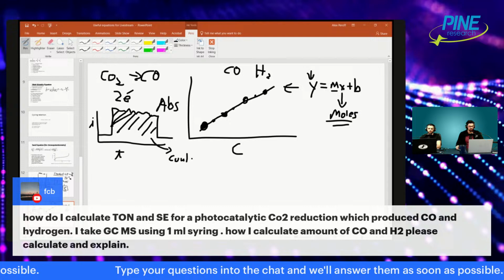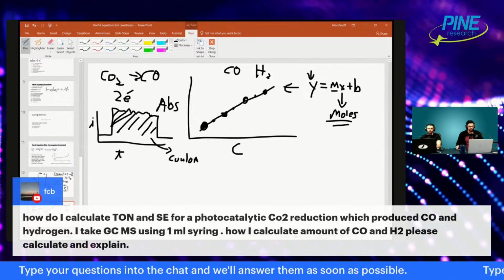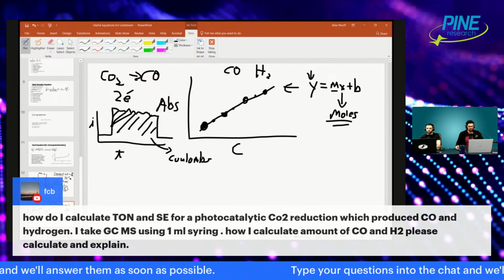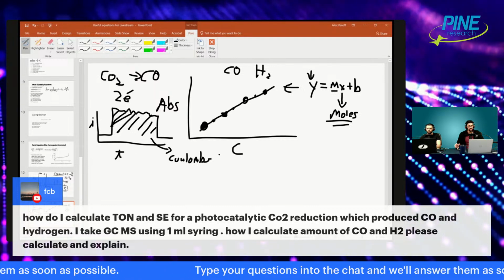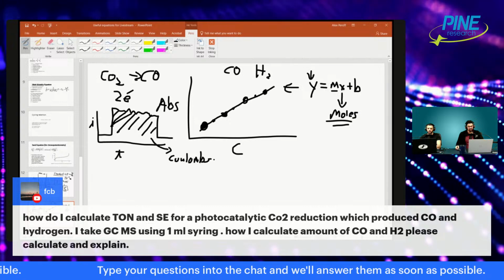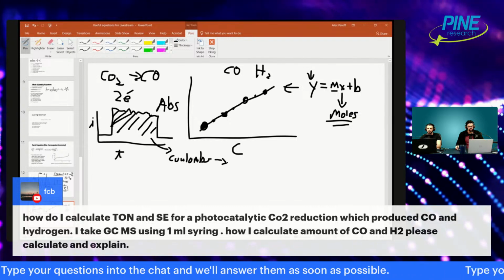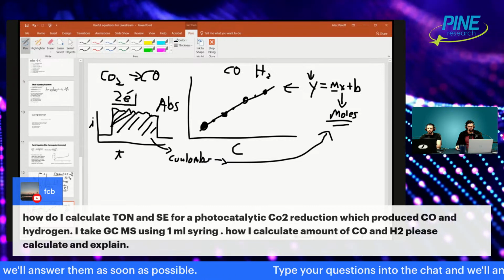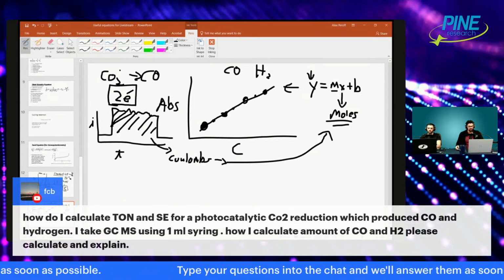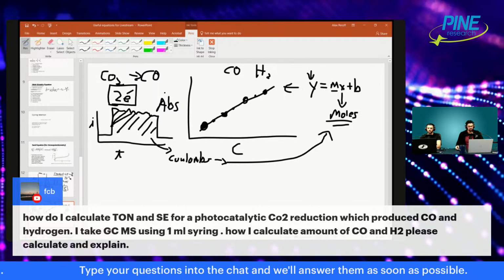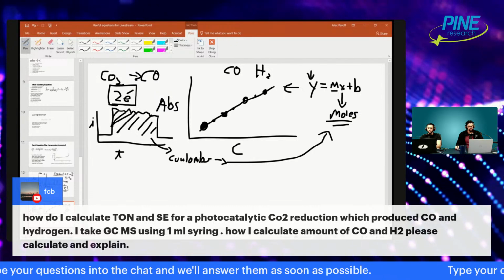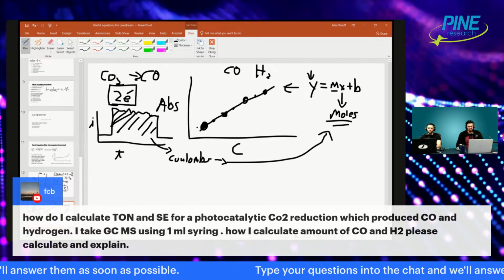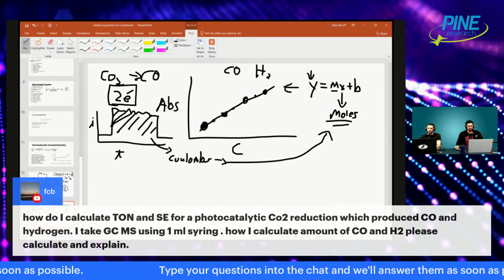I never spell coulombs right. Yeah, coulombs, something like that. And then you can use Faraday's constant to convert coulombs to moles. But you'll need to keep in mind the fact that it took 2 electrons for every mole of CO2 to create a mole of CO. So that is involved when you're trying to determine, say, your Faradaic efficiency for CO2 to CO.